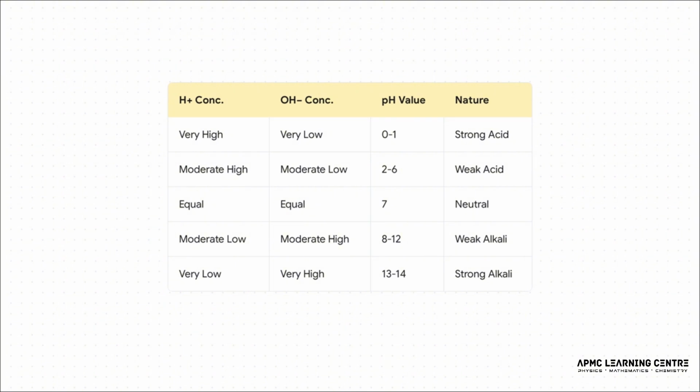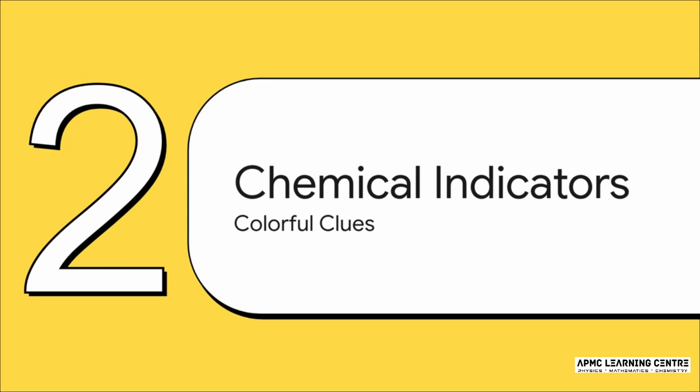So the main takeaway here is really simple. Low pH means very acidic. High pH means very alkaline. Counting ions is great and all, but you can't exactly see them, right? So how do we see pH? This is where chemistry gets really cool and colorful. We use these special things called chemical indicators.